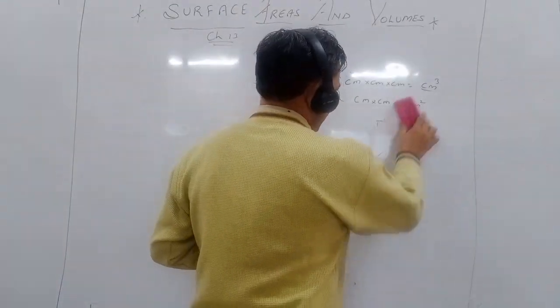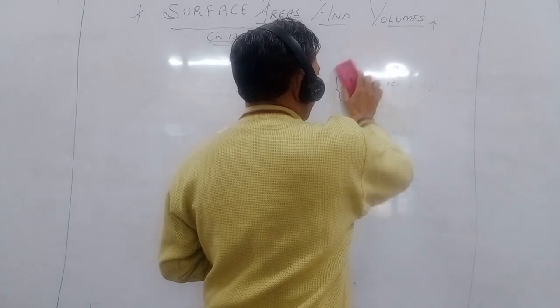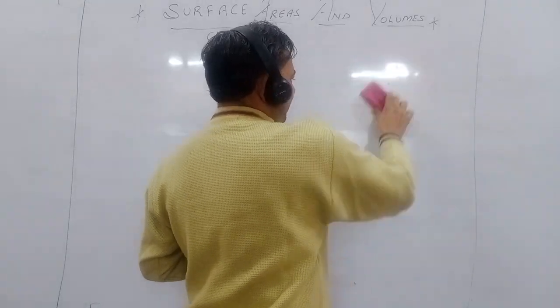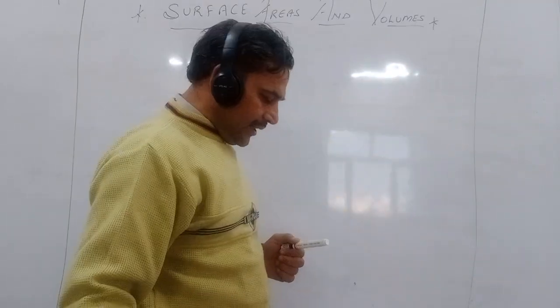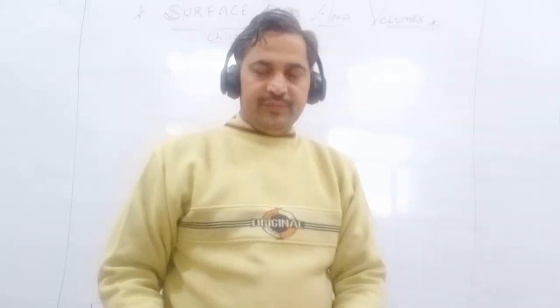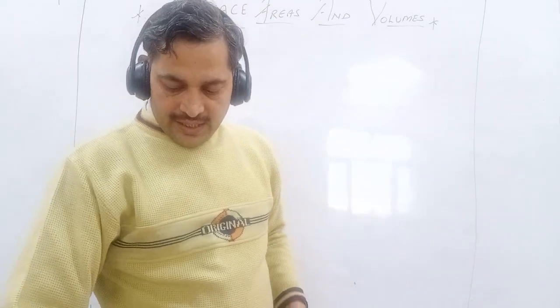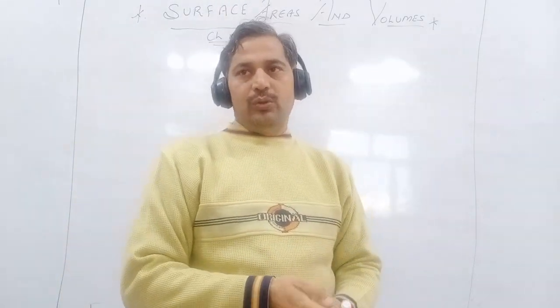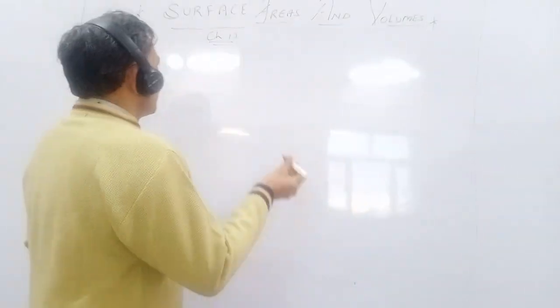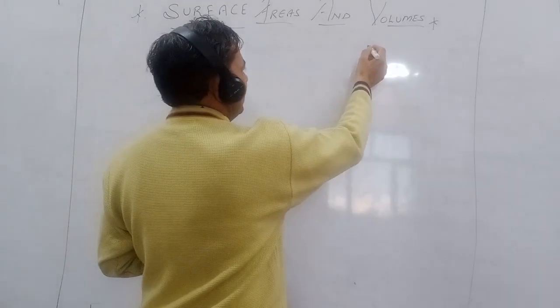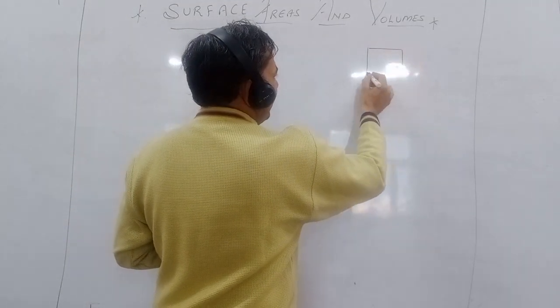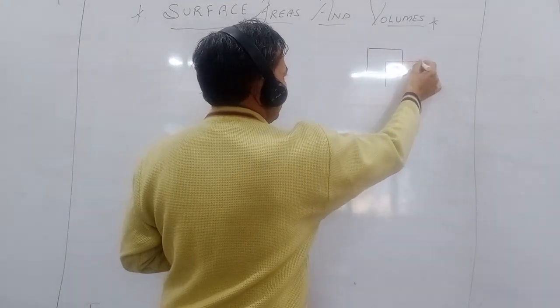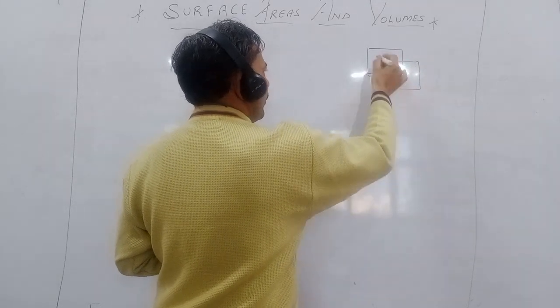Okay. So now come to 3D figures. What is the difference between a 2D figure and a 3D figure? A 3D figure has length, breadth, height. A 2D figure has two dimensions. Okay. So come to the points one by one. Today we are discussing 3D figures. This is a cube.